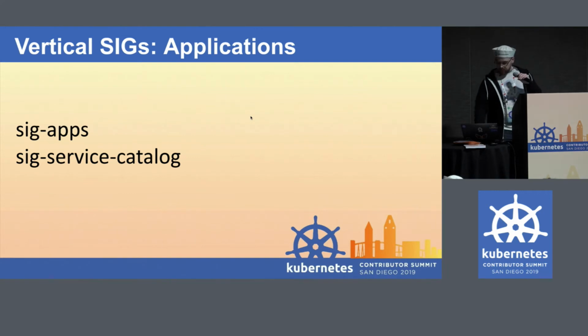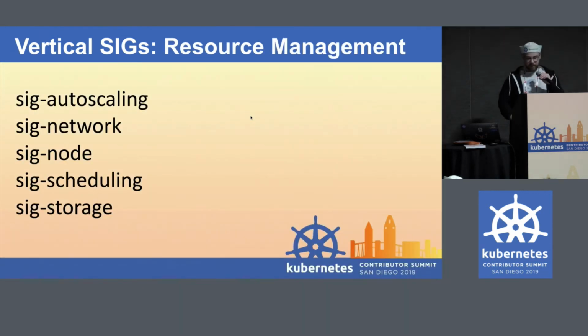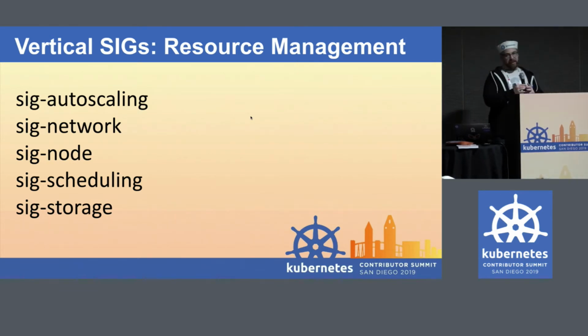In the resource management section, these are pretty self-explanatory. Network handles network. Scheduling handles scheduling. Storage handles storage. Node is kubelet. And auto-scaling is everything related to auto-scaling components.